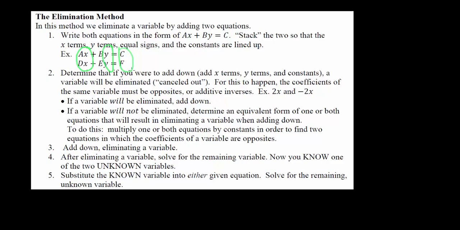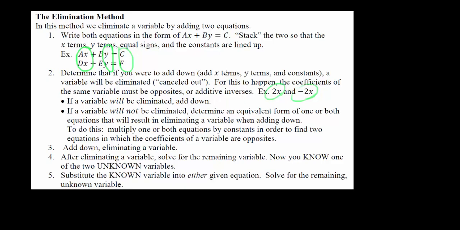So for this to happen, the coefficients of the same variable must be opposites or additive inverses. So if I want x to cancel out, I need them to be the same number but different signs, just like 2x and negative 2x, because if I add them together, they would go to 0 and they would cancel out and be eliminated. If the variable can be eliminated, we need to add down, but if it can't, we need to determine a way or an equivalent form for both equations that will result in eliminating a variable when we add down.